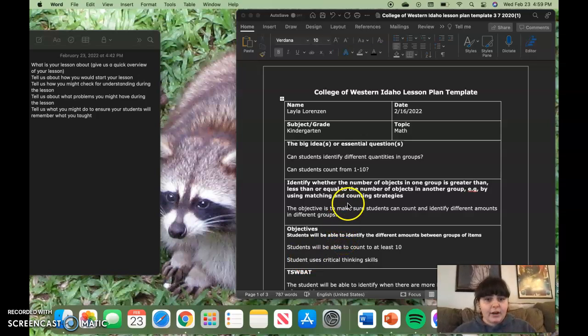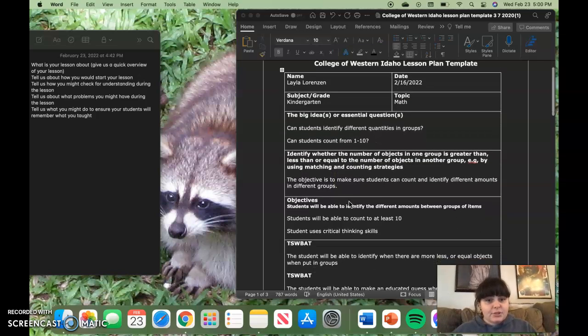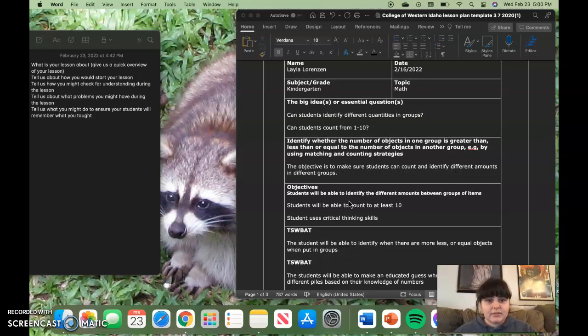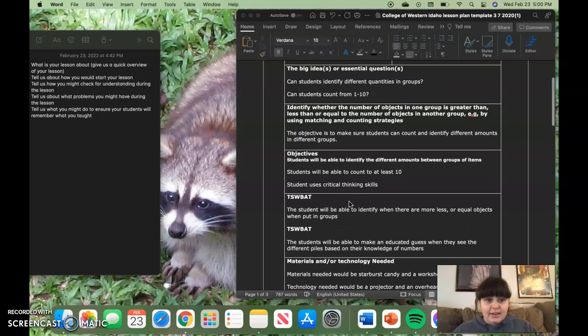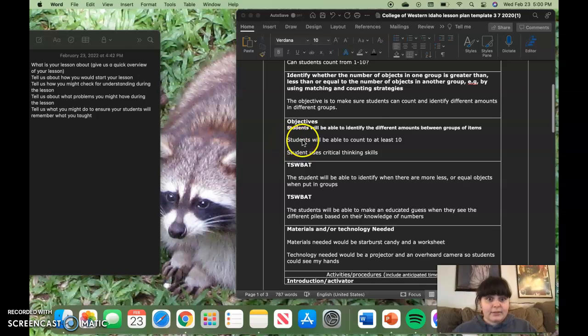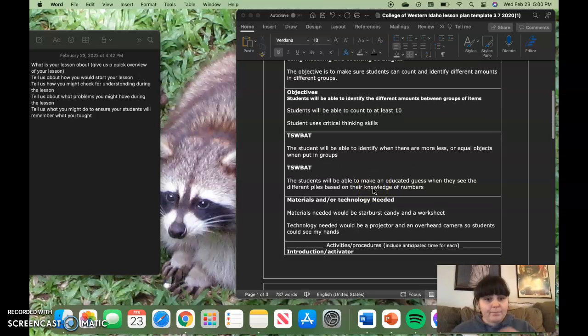This is a kindergarten lesson plan for math. The big idea or essential question is, can students identify different quantities and groups, and can students count from 1 through 10? The objective is to make sure students can count and identify different amounts. Students will be able to count to 10, and students can use critical thinking skills by thinking, when looking at the quantities, which is bigger, which is smaller, and going off of that.